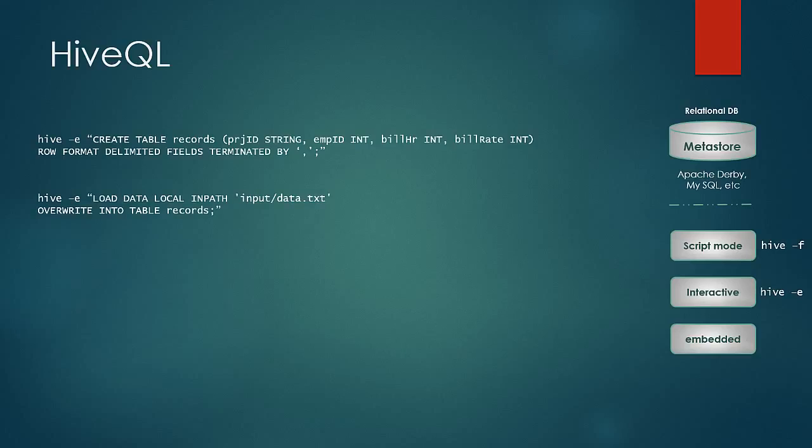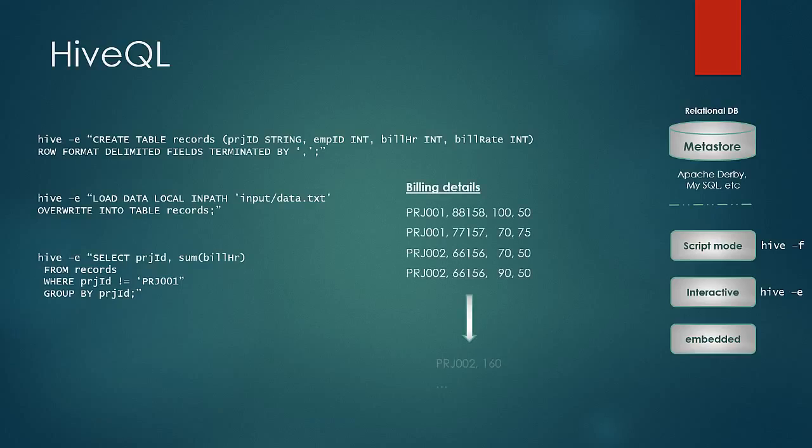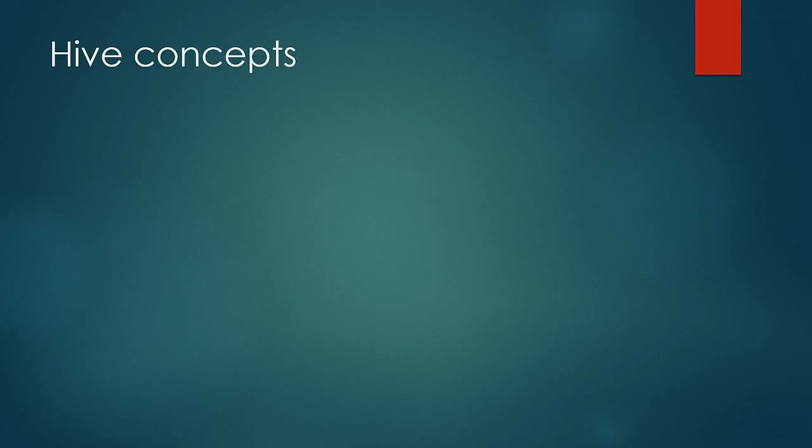Then through the select command, we can perform analysis on the dataset. For example, in this case, select PRJ ID, summing bill hours from records where PRJ ID is not equal to PRJ001 and group by PRJ ID would yield the total hours for all the projects except for PRJ001. So in this way, Hive can play an important role in preparation of the data, which eventually would be used by a MapReduce job.